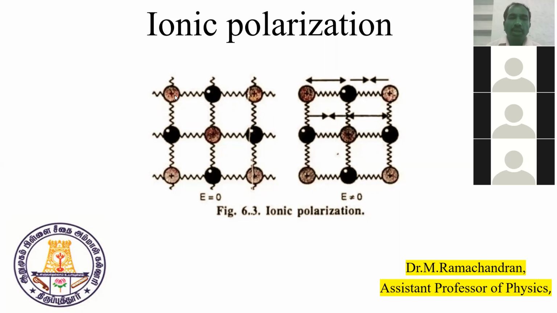Without applying an electric field, the symbol here denotes the positive charge, and the black circle denotes the negative charge. This is the vibration between the positive and negative ions, which is fixed. If you are not applying an electric field, it is fixed. If you apply an electric field not equal to zero, in this direction, some displacement is possible. During this displacement, the ionic polarization process has occurred. Let us discuss in detail in this session.